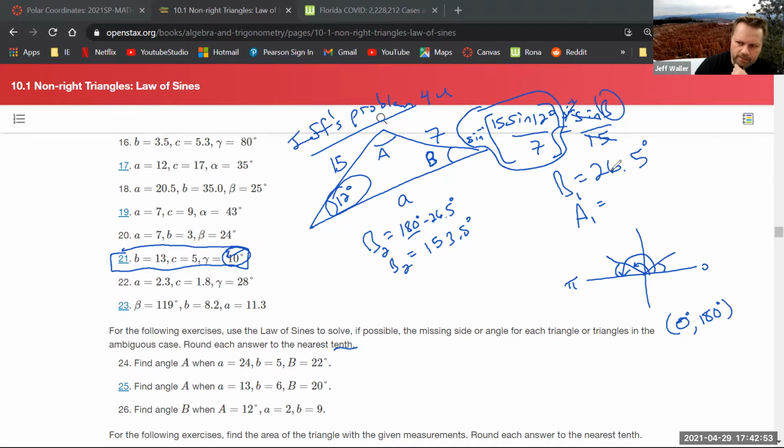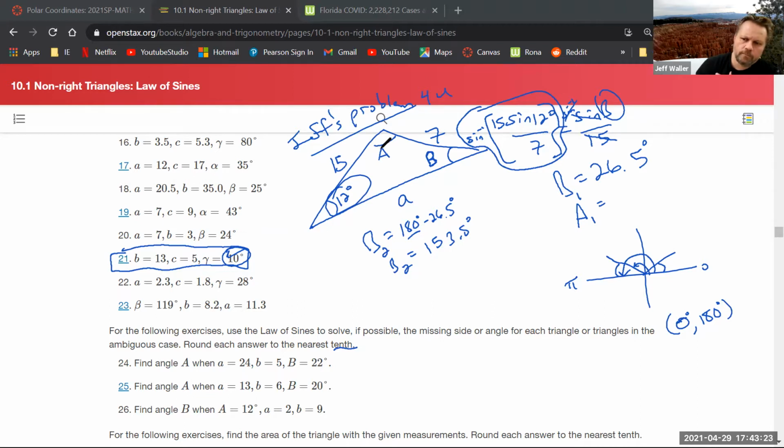So we did this, and we figured out angle B could be this. If angle B is this, what is angle A gotta be? Because I know angle B, I know angle C. What does angle A have to be then? If angle B is 26.5 degrees, the other angle is 12 degrees, what's left over for angle A?